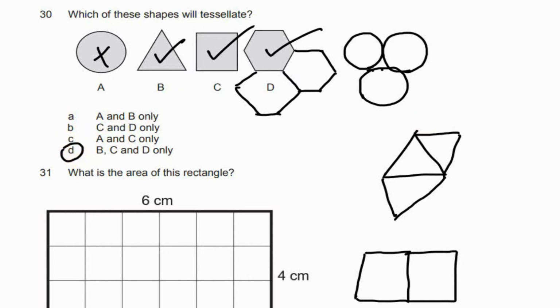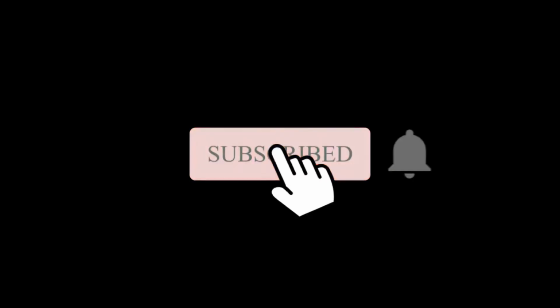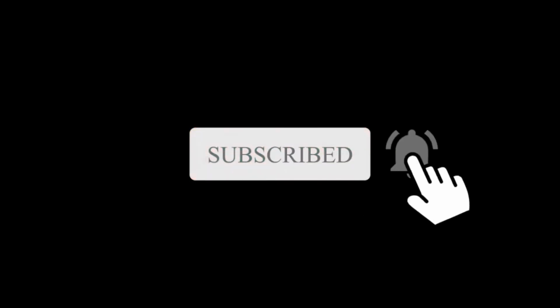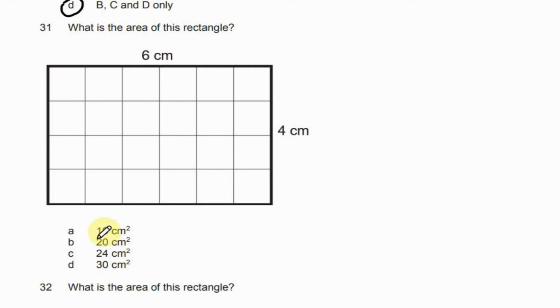Now we're moving on to question 31. All right, guys, so here we're at question 31. What is the area of this rectangle? Fair enough. Now there are two ways we can go about finding the area here.